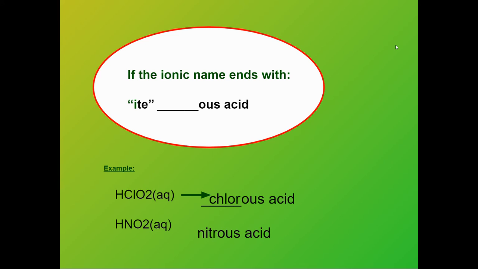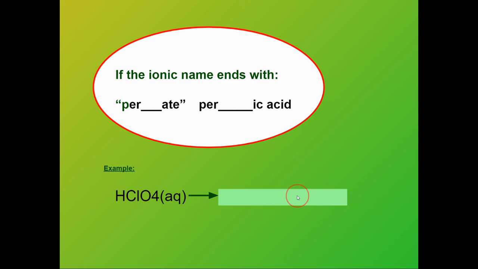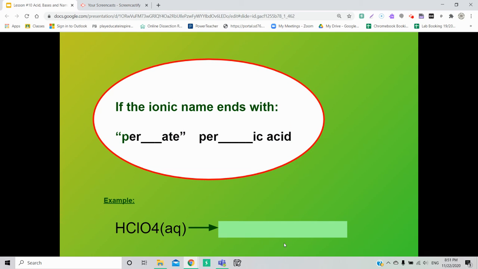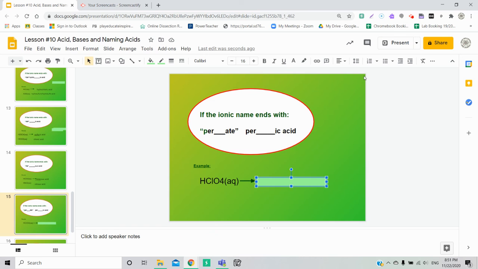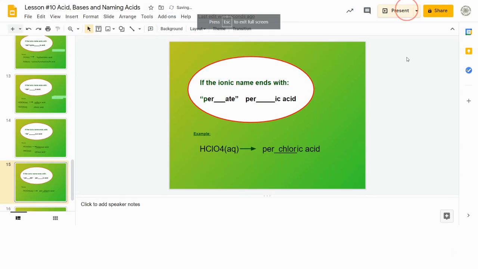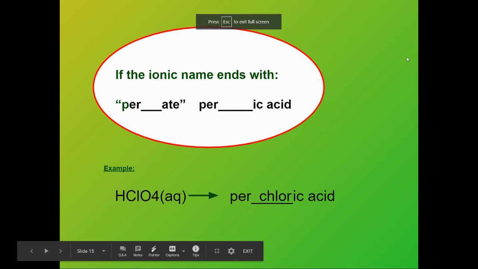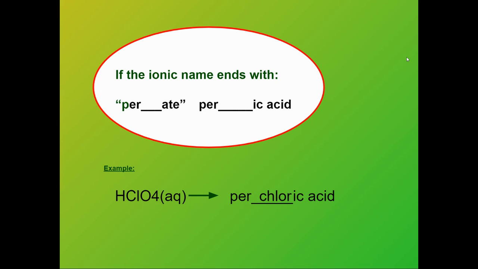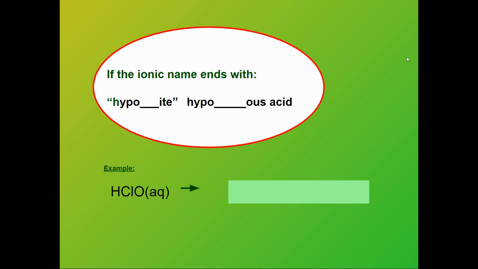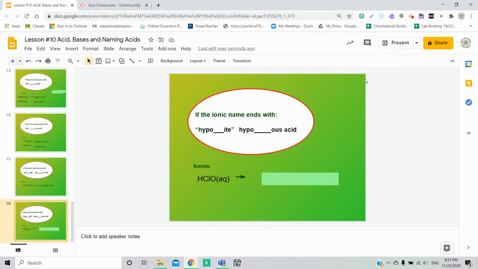So there's, like I said, a lot to remember here, but let's just put them in our notes. Now, there's a couple more here that we just need to run through. If the name ends in per-ate, we're going to change it to per-ic. Again, this one you don't have in your notes, and that's okay. We don't work a lot with hydrogen per-ates and turning them to per-ics, so don't worry about this one. I just want to show you it.